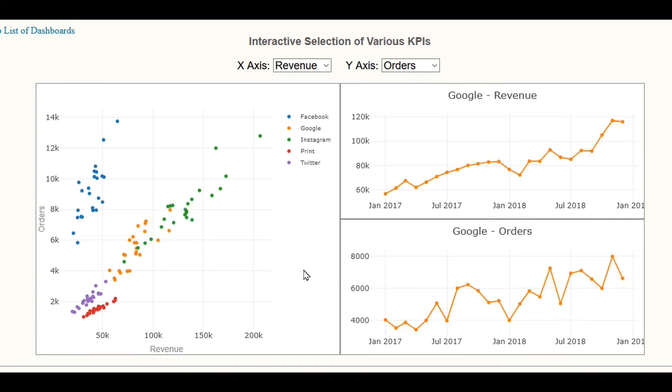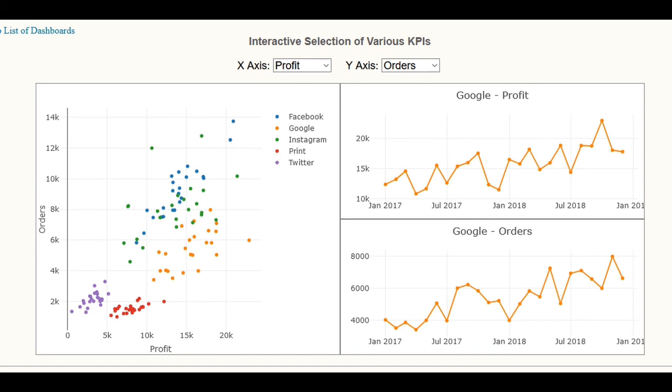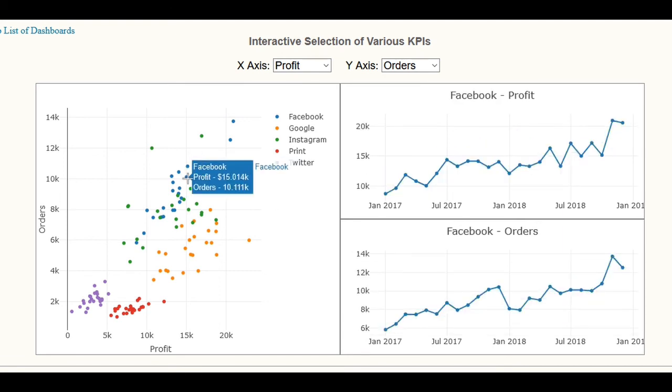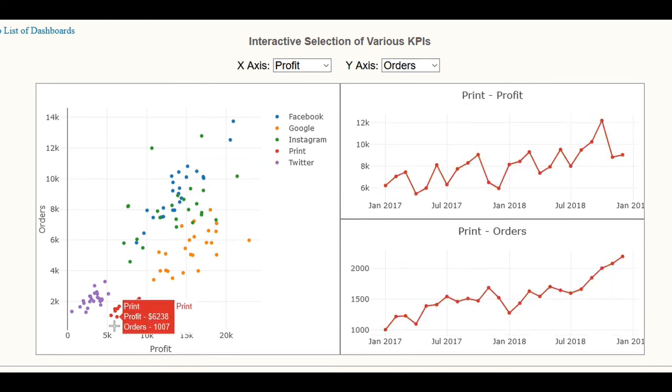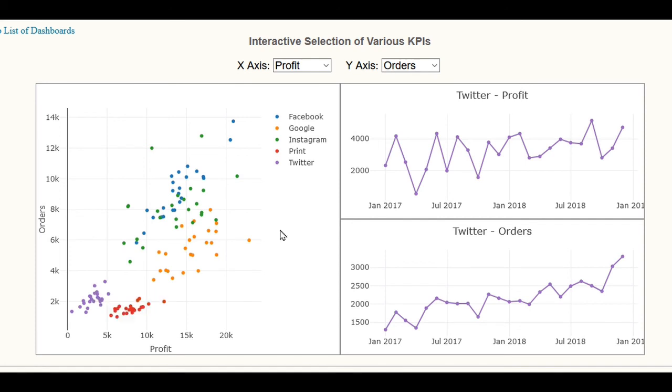Facebook. Now, the way that a user can work with this is they can select a new metric, such as profit. And profit on the x-axis is painted here and also in these 2 trend lines. And again, we can hover over any one of the points to see how it's doing for that particular media.